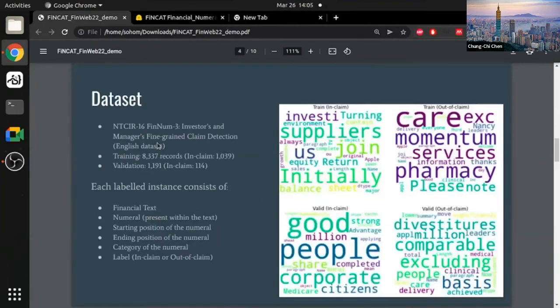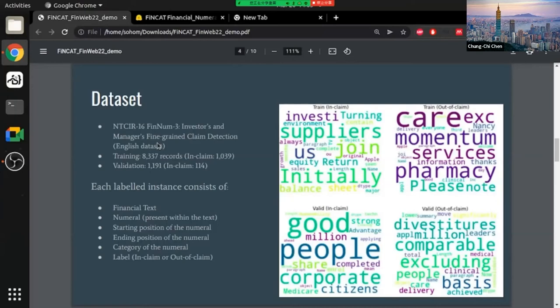Dataset. We used FinNum-3, the Investors and Managers Fine-Grained Claim Detection Dataset, which is in English. This dataset was released as a part of the NTCIR-16 shared task. The training dataset contained 8,337 records, out of which 1,039 were in claims. The validation set contained 1,191 instances, out of which 114 were in claims.